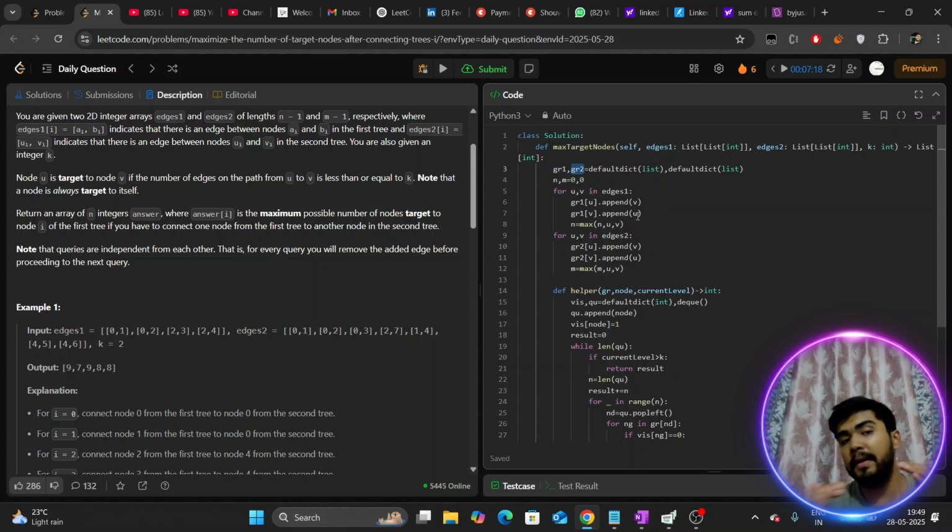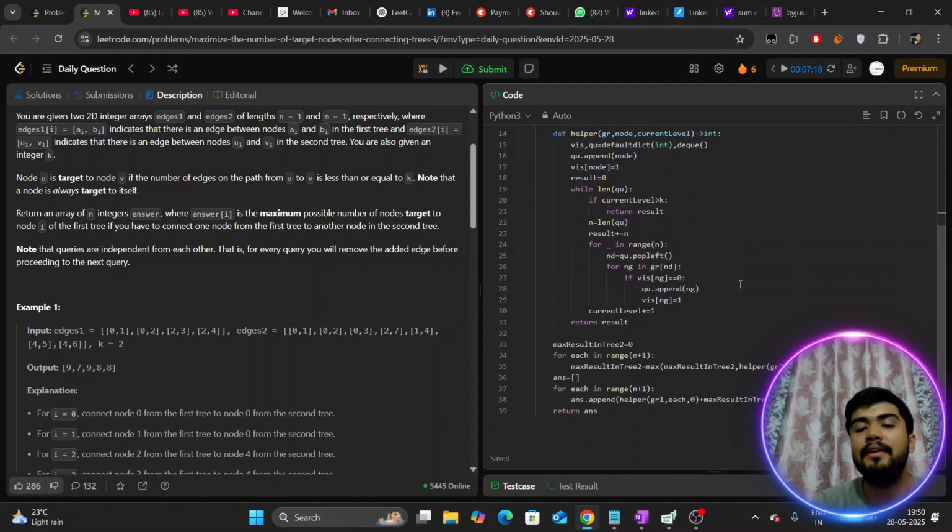because the tree is undirected: from u to v there is an edge, and from v to u there is also an edge. And here you see how I am finding how many nodes there are. That is nothing but the maximum of the nodes that I am encountering, so n is max of n, u, v. This way I am also able to find how many nodes are there in tree 1. Similarly, I have done the same things for tree 2. My graph is built, and m has also been calculated.